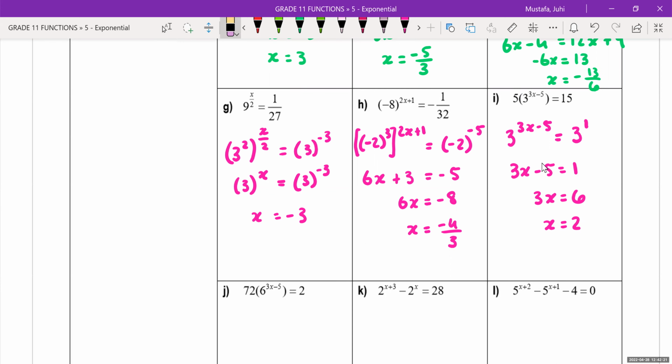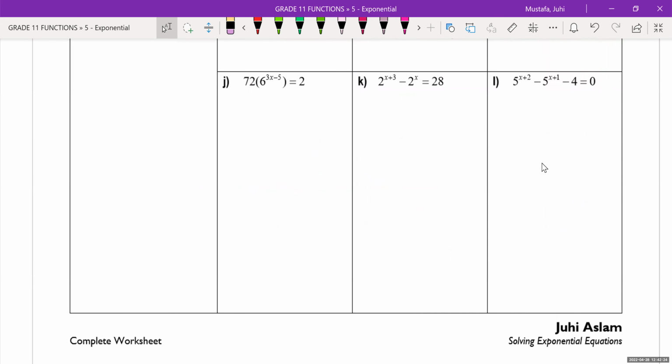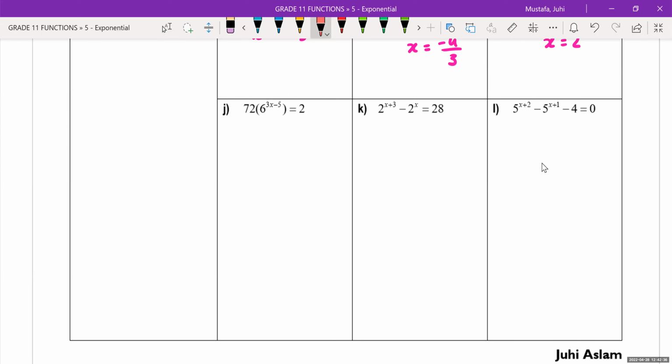Okay, so the same thing with question J, 72 is a coefficient. So we can move it to the other side and go 2 over 72. So when I do that, I'm going to get 6 to the power of 3x minus 5 is equal to, and 2 over 72 is the same as, what's 72 divided by 2? 3, 6, 12. Yeah, so it's going to be 1 over 36.